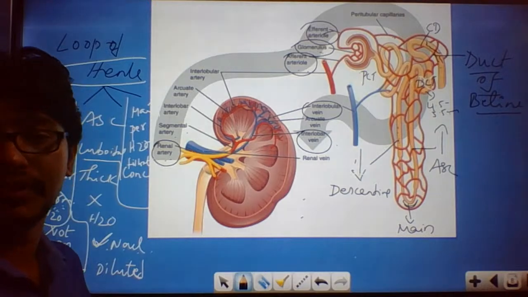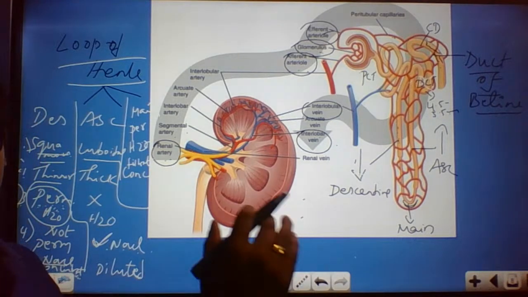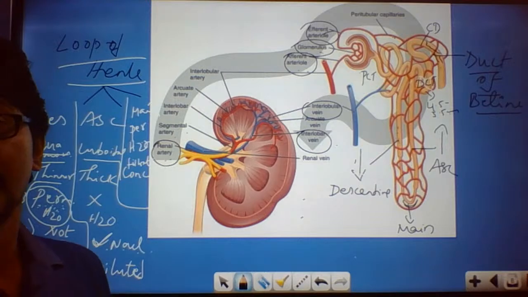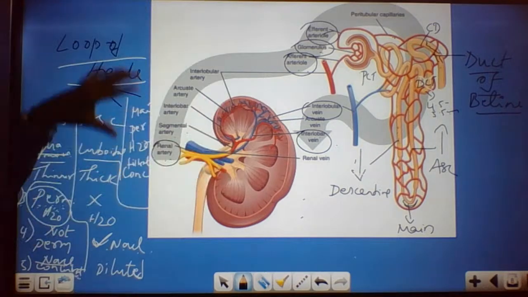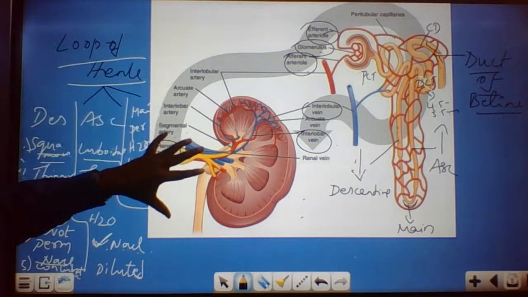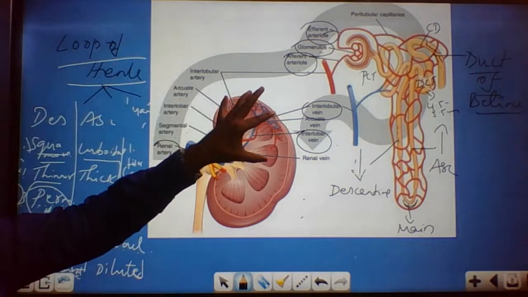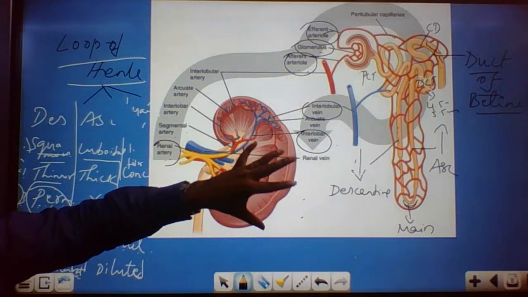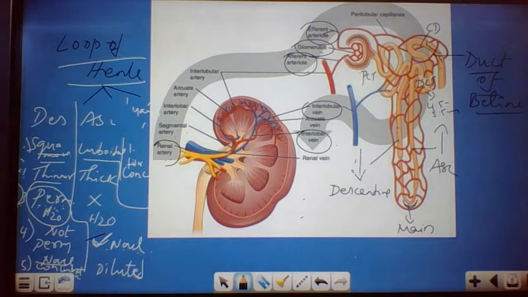The water which is eliminated from the collecting duct reaches the pelvic region, and then comes out in the form of urine. Okay, this is about the tubules. So far we discussed the structure of the nephron, blood circulation, proximal convoluted tubule, distal convoluted tubule, collecting duct, and the loop of Henle.